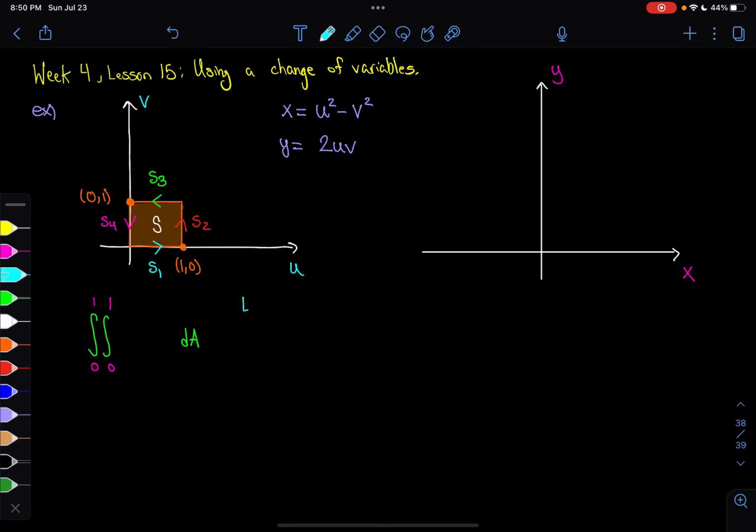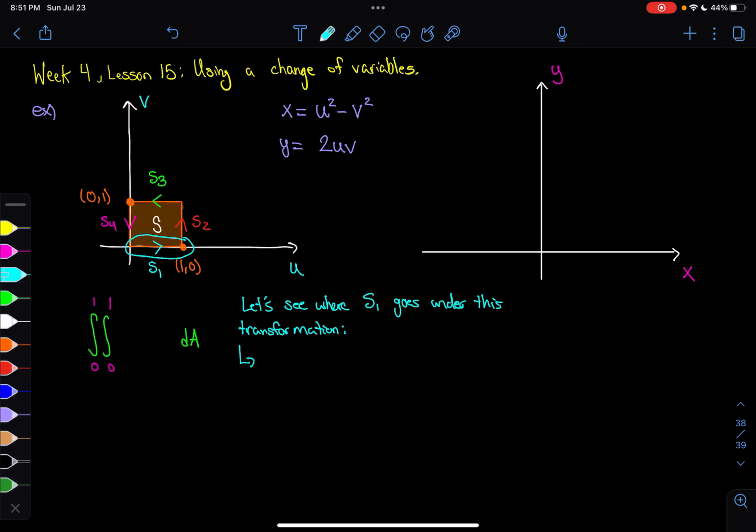So for instance, let's see where S1 goes under this transformation. Here's the way that we can go about doing this. The first thing we need to do is describe this curve right here. It's not a curve, it's a line, but a curve is just the general term for anything.